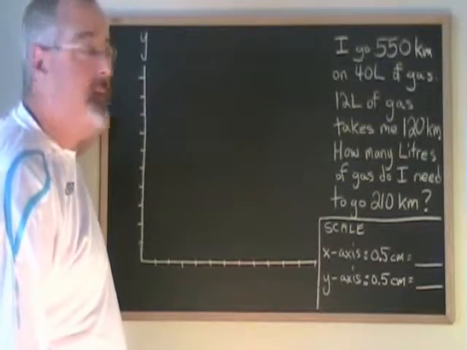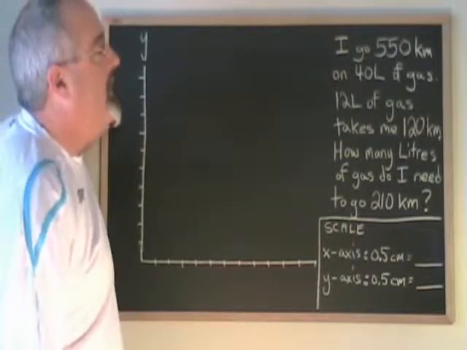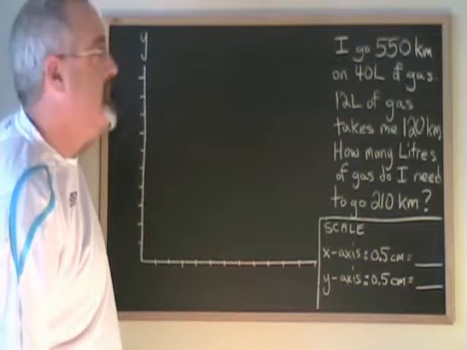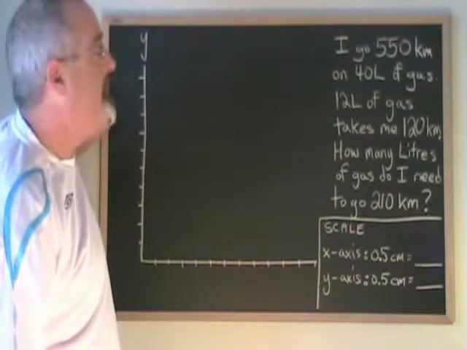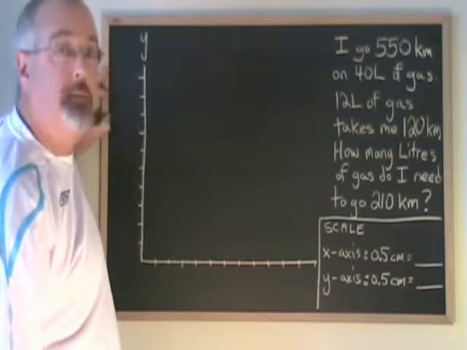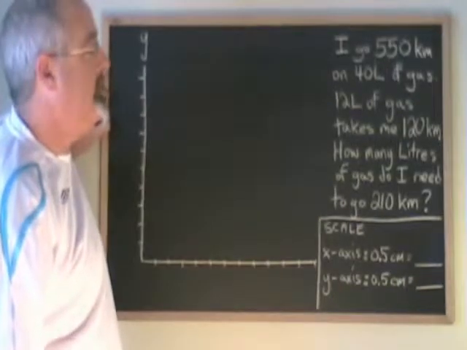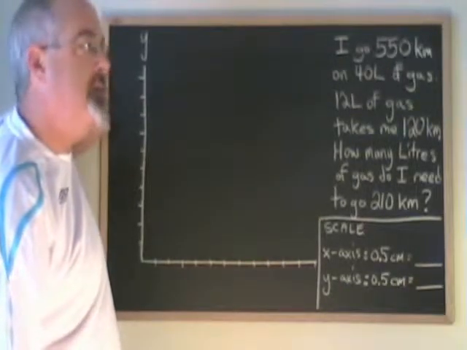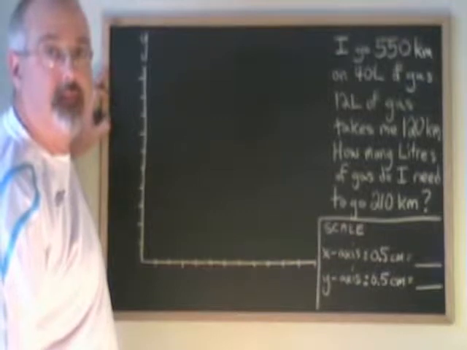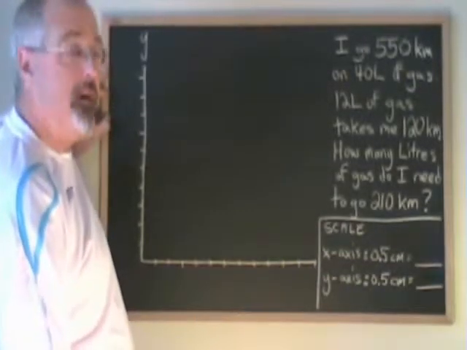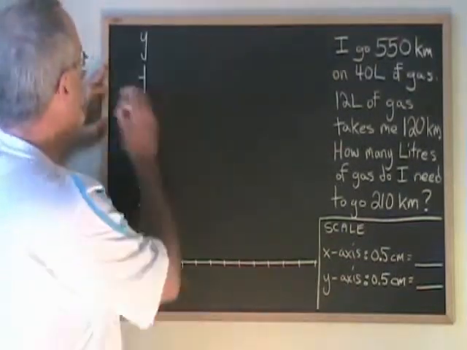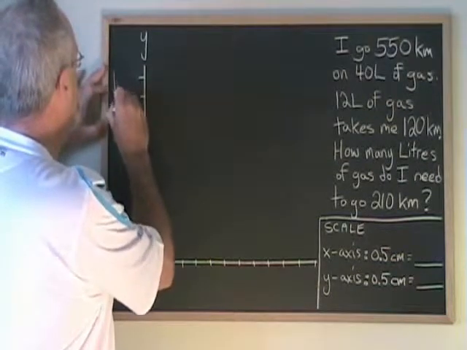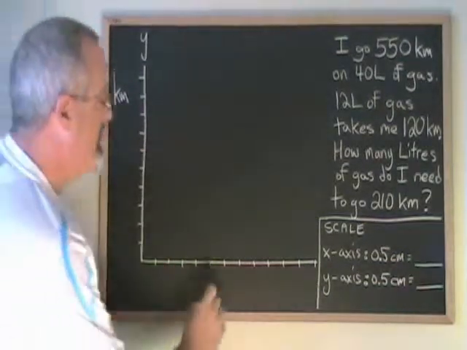In this example, I am told that I go 550 kilometers on 40 liters of gas. 12 liters of gas takes me 120 kilometers. How many liters of gas do I need to go 210 kilometers? I'll start by scaling my axes, and I'm going to put the kilometers up here and the liters down here.